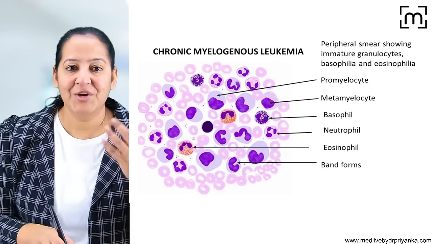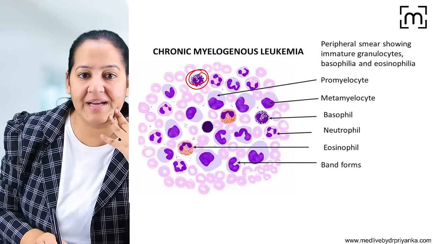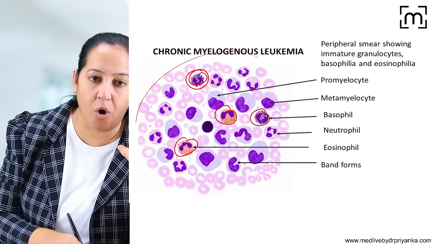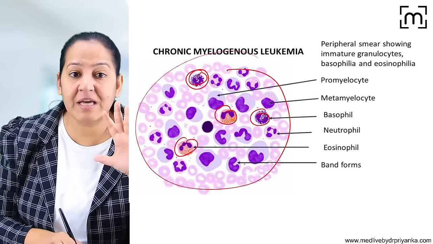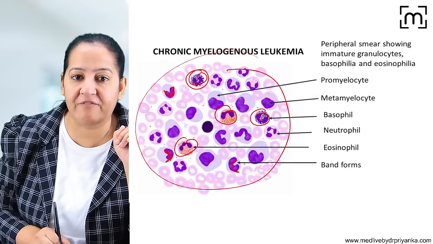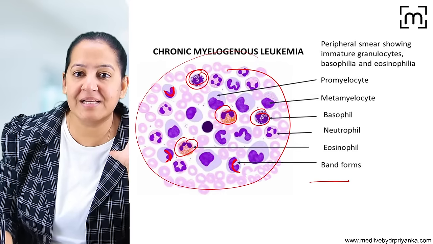You can see this one. So appreciate, you are getting basophil, eosinophil, neutrophil, and all other cells also. The band forms you can identify, they are C-shaped. The nucleus is C-shaped. The C-shaped are the band forms. You can see these all. So how many cells can you see?